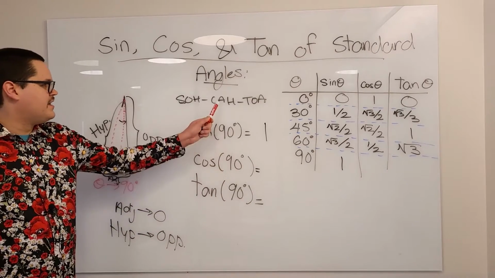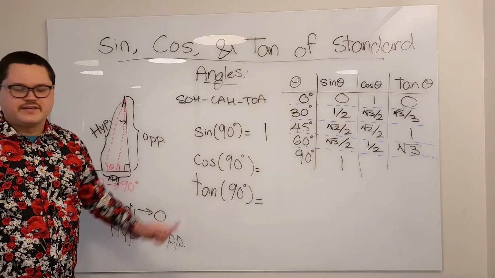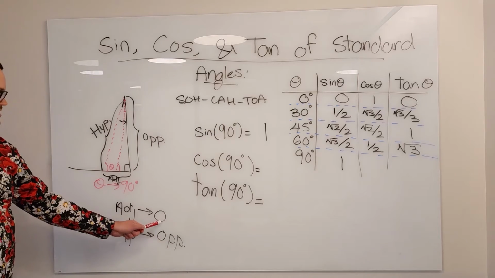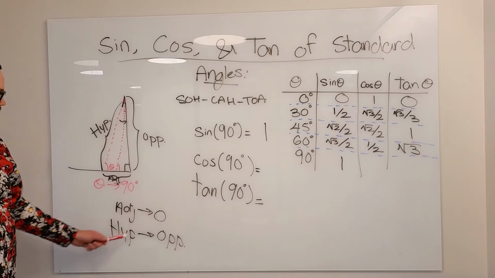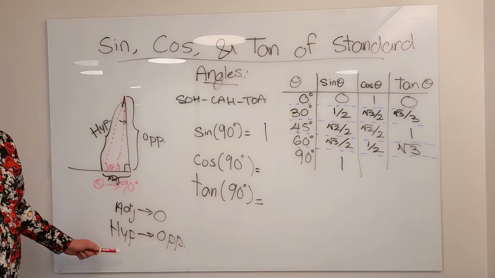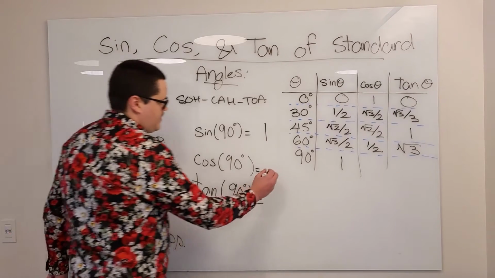Cosine of 90. Adjacent over hypotenuse. Well, the adjacent is approaching 0. So 0 over any non-zero number, that's 0.